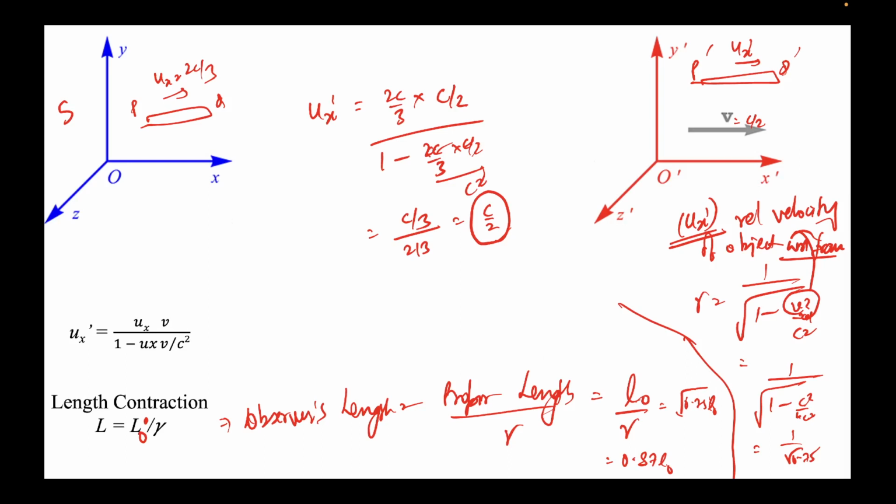This problem had two stages. First, we needed to find, this is the formula that we knew already, right? That observer's length equals proper length by gamma. Proper length was given, we needed to find out gamma. Gamma is 1 over square root of 1 minus v square over c square. What is this velocity v? This velocity v is the object's velocity with respect to the observer. This means, in the symbols that I've used in the previous classes, ux prime. But ux prime was not given, ux was given. Hence we obtained ux prime using this formula and we put the values here.